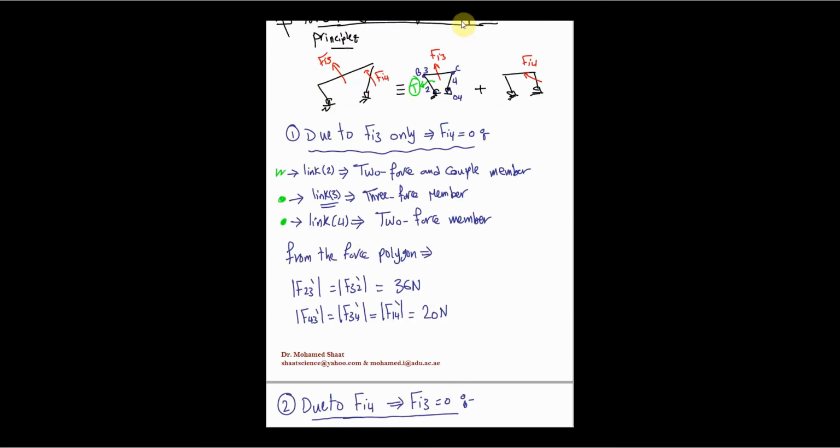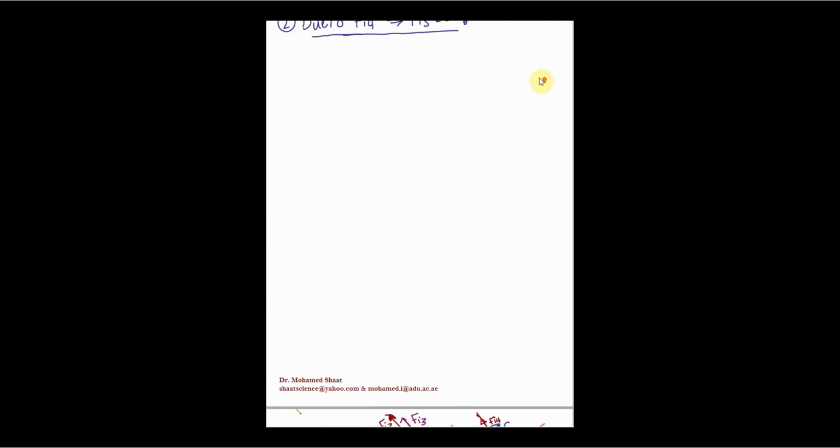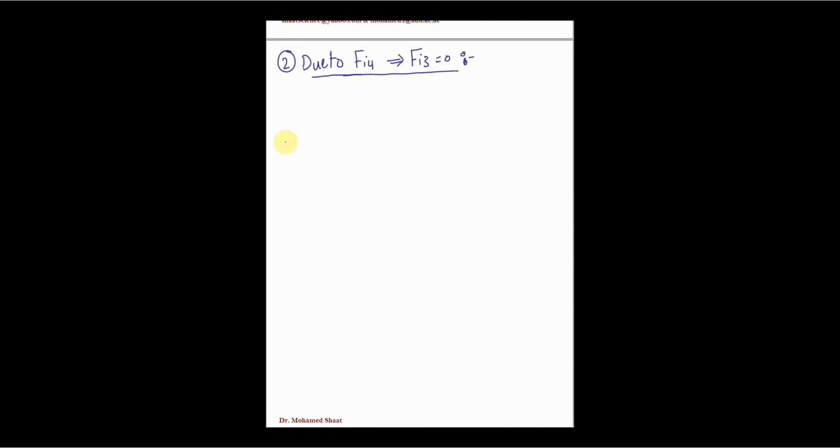So in the second case here, we're going to work due to Fi4. It means that we're just going to assume that Fi3 equals 0. This is going to be the second case. So if we did so, how about link 3 for this scenario? For this case, link 3 is going to be a two-force member, right? You're just going to have one force at this end and another force at this end, and that's it for link number 3.